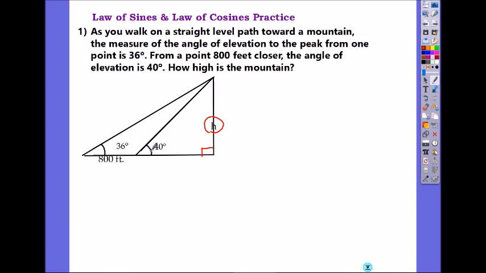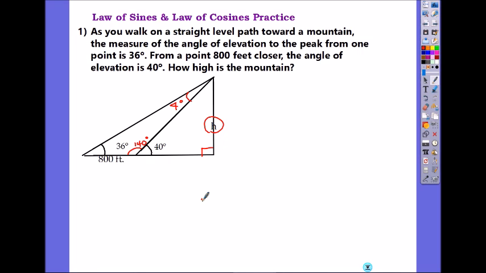If this is 40, what would this angle be? Right, this is a linear pair, so 180 minus 40 is 140. Anything else? Right, if you have two angles on a triangle, you can get the third angle by subtracting from 180. So 180 minus 140 is 40, minus 36 is 4 degrees.